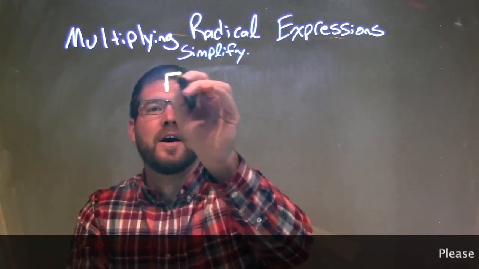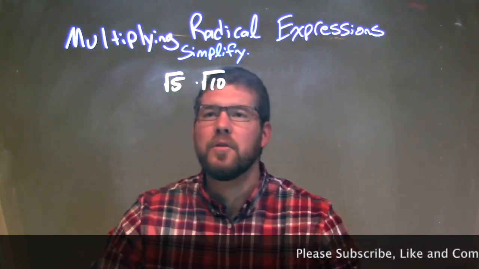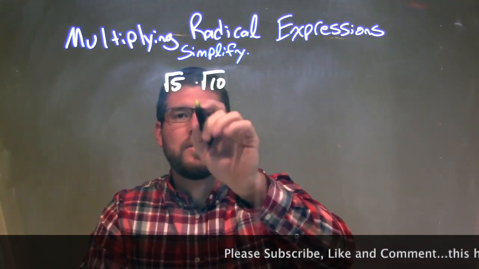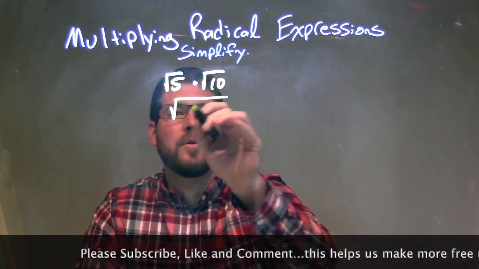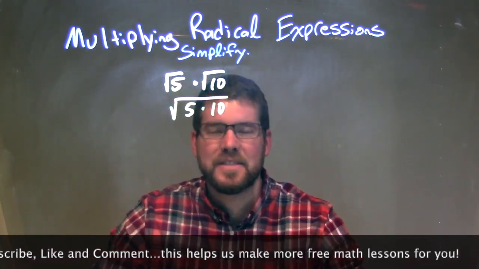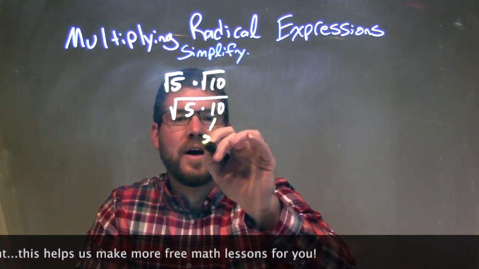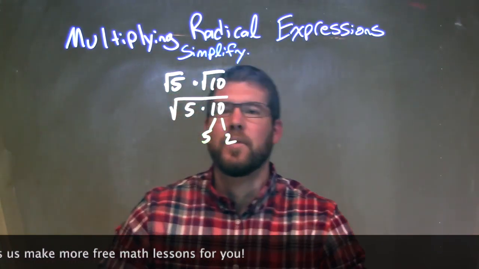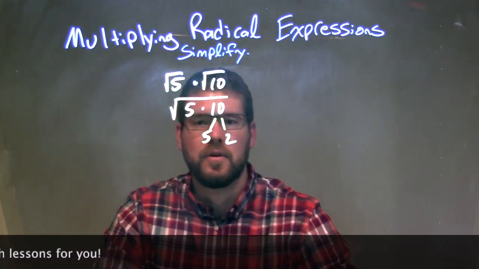The square root of 5 times the square root of 10. Well, what we can do here is, since it's multiplying, by our rules of multiplying square roots, I can combine them under one square root, so 5 times 10. Well, what I want to do now is see if I can break this down, do some prime factorization here. Well, 10 is 5 times 2. So in reality, whatever 5 times 10 is, is the same thing as 5 times 5 times 2.